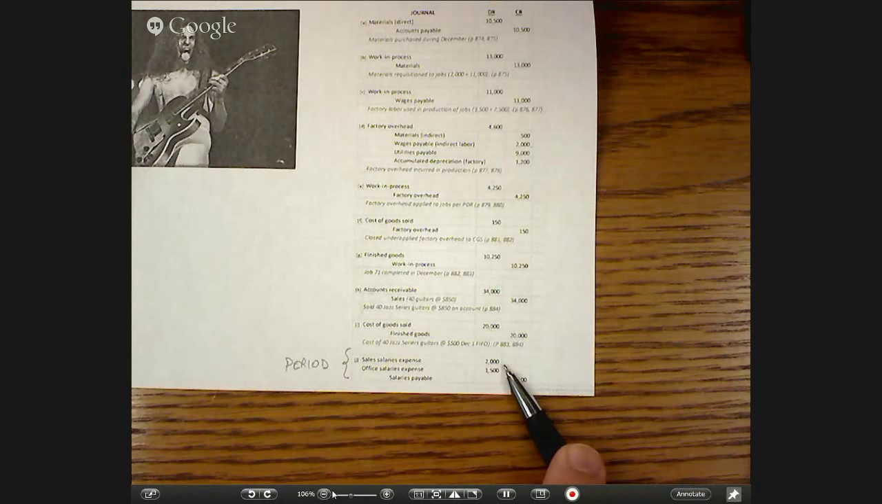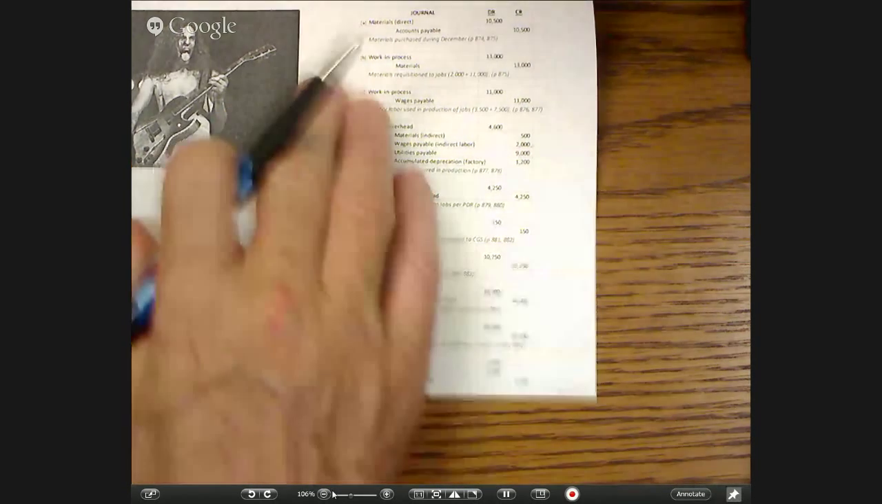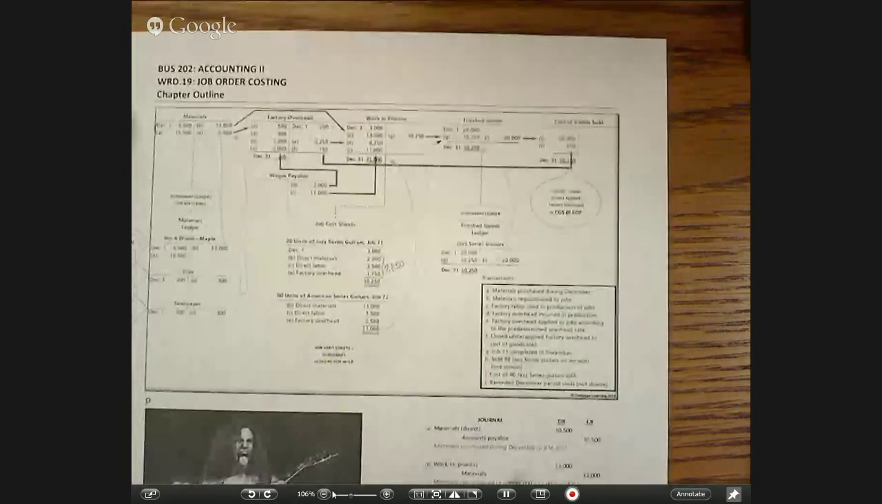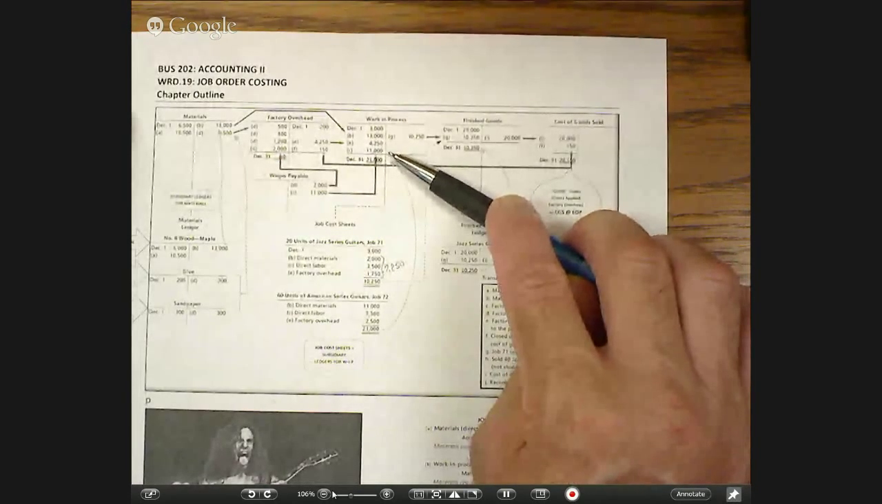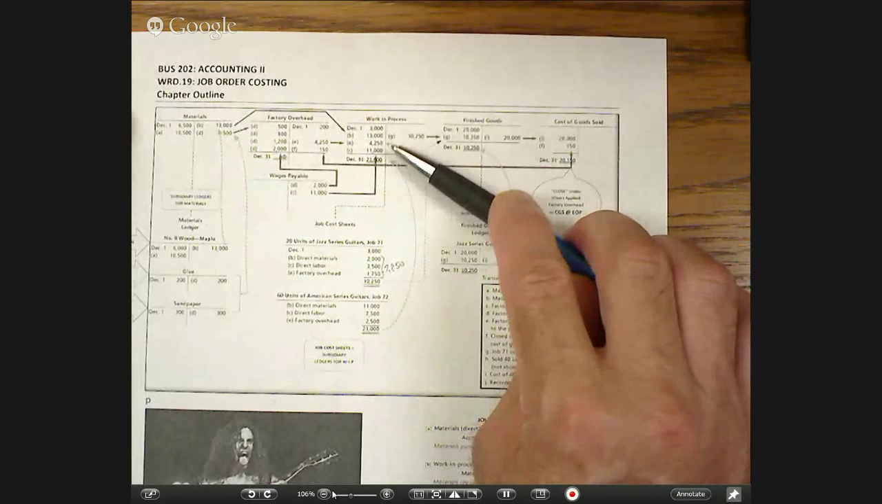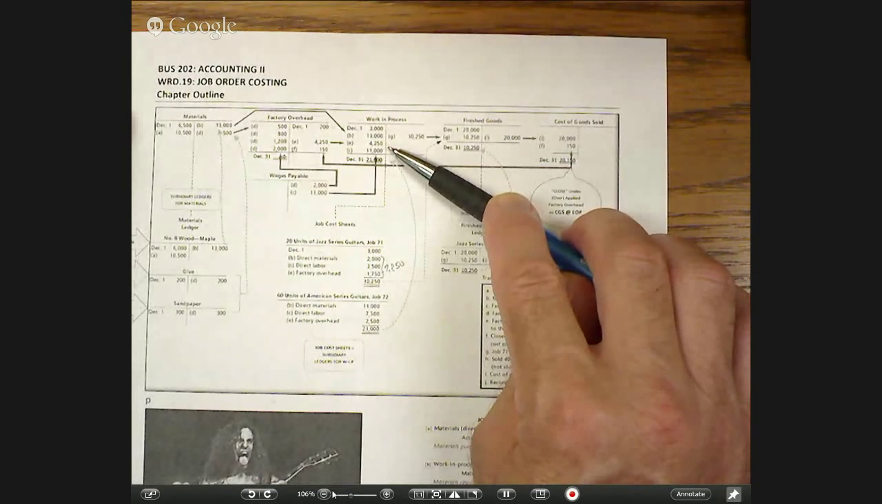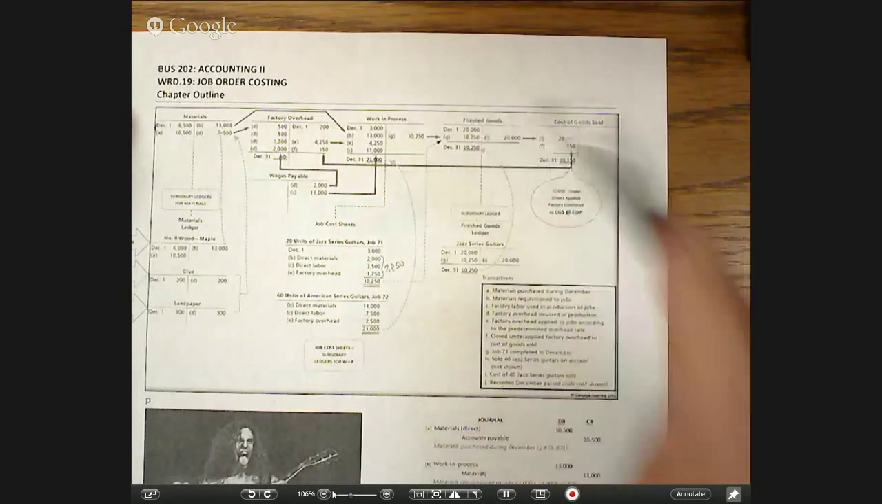In this case, the company incurred $2,000 of sales salaries expenses, and the office personnel earned $1,500. So there would be an increase in salaries payable, $3,500. And because these costs are not associated with manufacturing, but have more of an administrative and a sales function, they are not included in the work in process account.